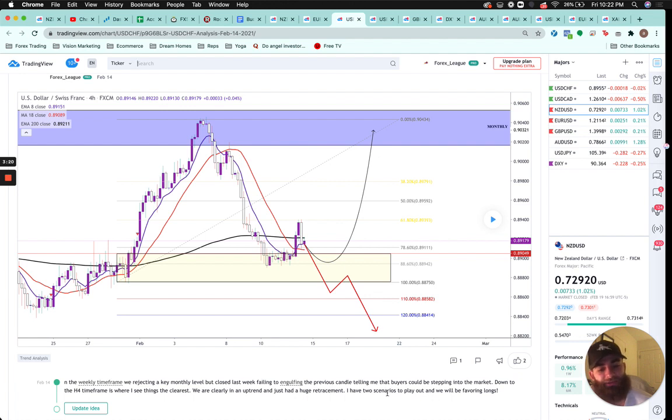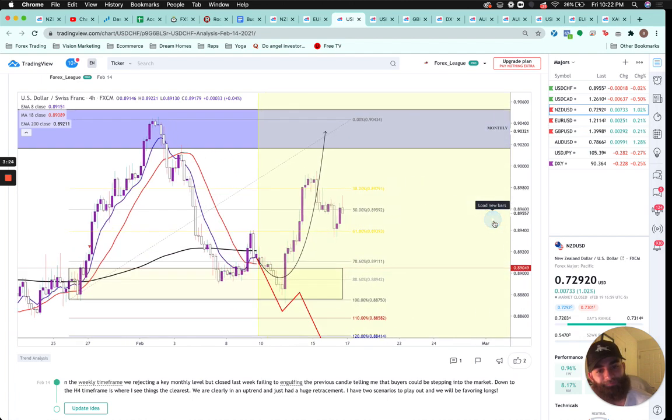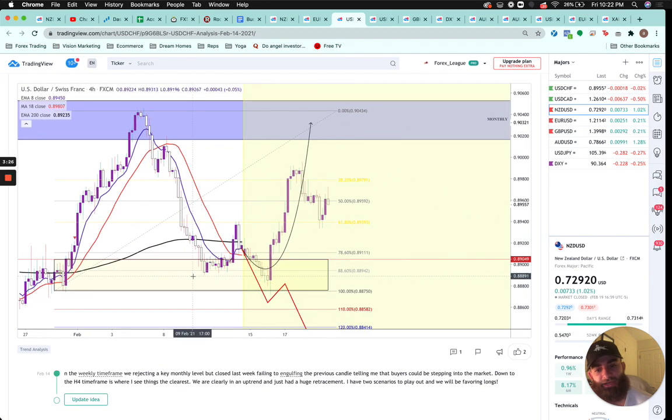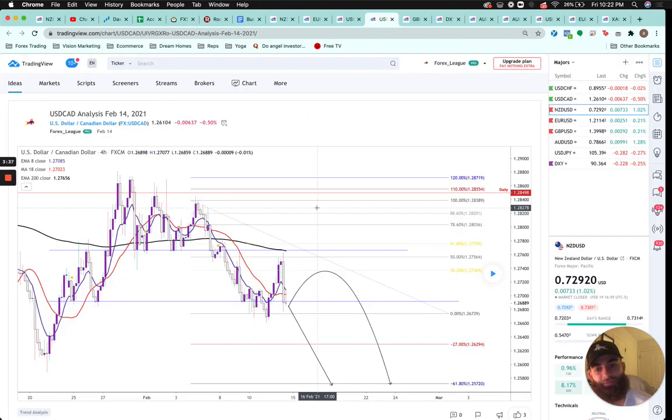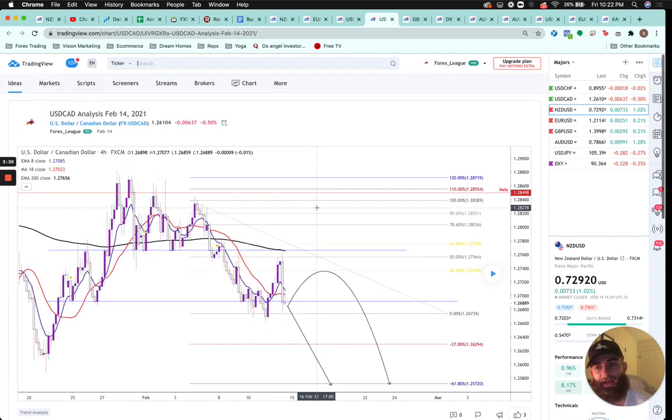I have 2 scenarios to play out. So we're either looking for this to hold or for this to break. As you can see here, this level came down and actually held, never broke, and then shot to the upside of about 90 pips. So that was a nice move. Look for more this week, more upward movement. Now let's look at UCAD.